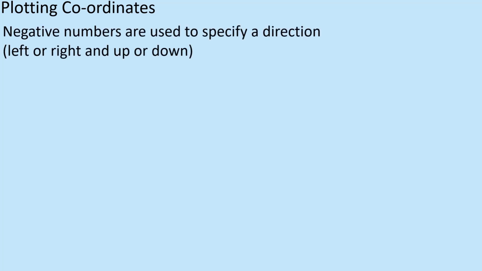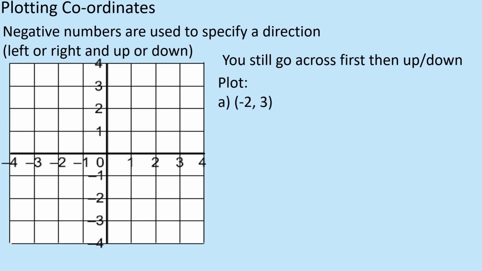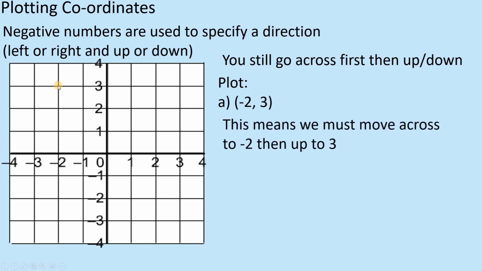Okay. Right, let's look at plotting some coordinates. That's the last little bit of doing this. So same as before. So let's have a look. -2, 3. So we start at 0, and then -2 is along the corridor, and then 3 is positive, so it's going to go up. So it's going to appear where my cursor is now. There we go.